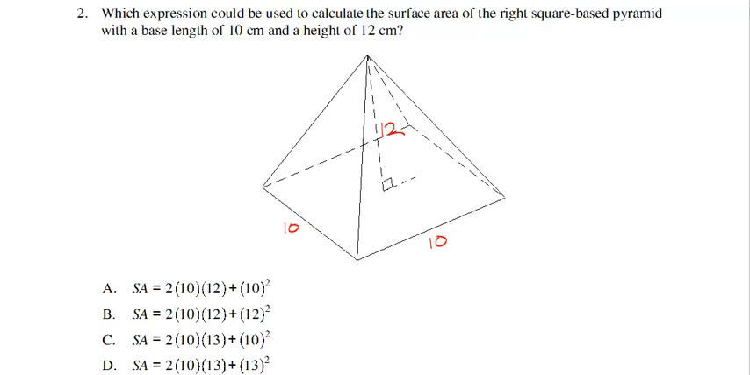So right away, if I look at these equations, I have surface area is equal to 2, so they're multiplying them all by 2 for some reason. We'll have to determine why that is. Then we have 10 times 12, and then we have plus 10 squared. Well, the squared part is the part that is the base. All right, and so right away I know the base is going to be 10 times 10, so using process of elimination you can get rid of B and D like so.